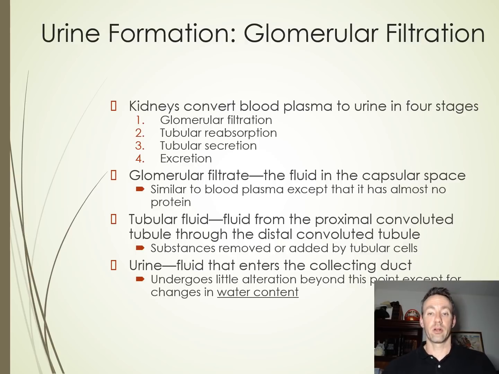Okay, the glomerular filtrate, again, is similar to blood plasma, except there are no proteins. I want to reiterate that point: there's no protein. Tubular fluid from the proximal convoluted tubule through the distal, substances are removed or added. Again, that's going to be secretion versus reabsorption. And by the time the urine reaches the collecting duct, there are really only minor alterations that are going to occur. It's really more to do with movement of water, just to concentrate or dilute the urine as needed.